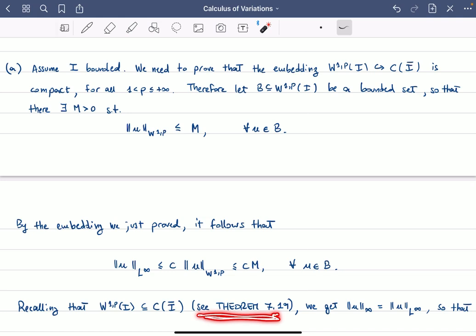So remember that every W^{1,p} function has a continuous representative, and this just means that W^{1,p} is embedding in the continuous functions. Okay, so let's prove that this is compact. Let B be a bounded set in W^{1,p}(I). This means that there exists a constant M larger than 0 such that the W^{1,p} norm of u is less or equal than M for all u in B.